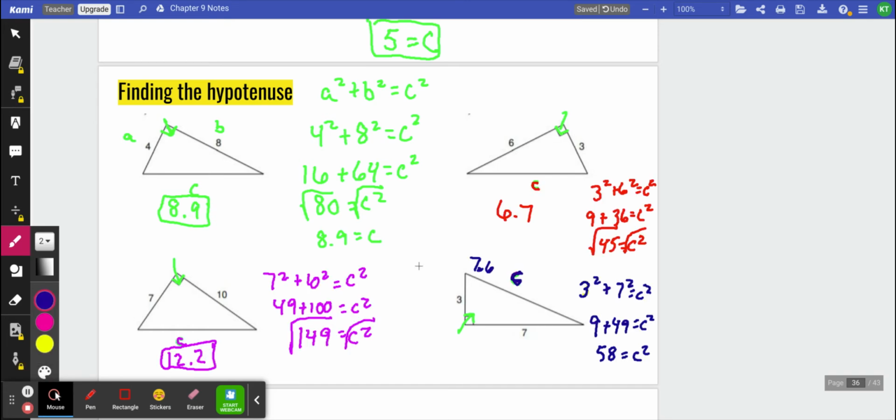All right, let's see how you did. So the example over here, you had 3 and 6, so 3 squared and 6 squared. You end up with square root of 45, which is about 6.7. Over here, you had 7 and 10 as your legs, so squared, 149, which is about 12.2. And then here you had 3 and 7 for your legs, so 9 plus 49 was 58. And so when we square root 58, we get 7.6.